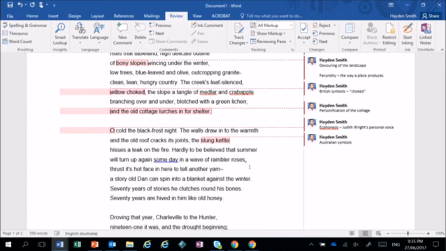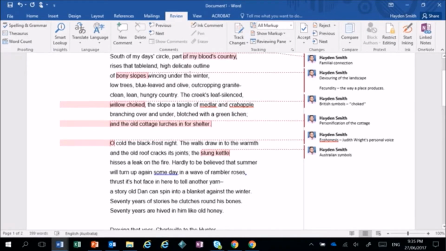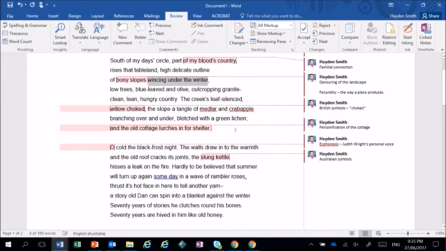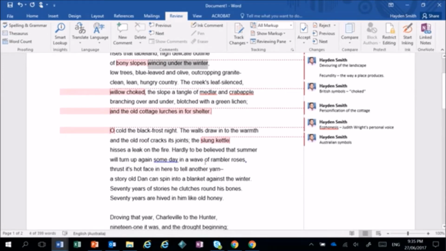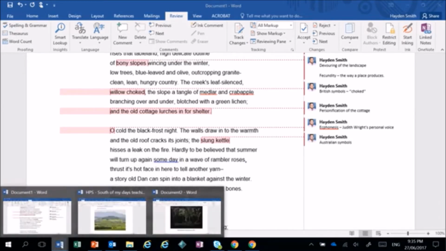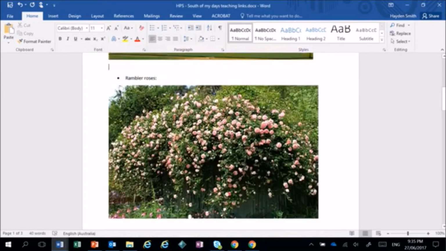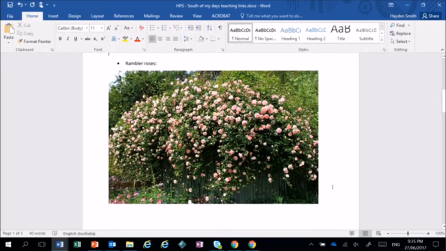Now, in this particular part, we have the personification of summer, and it's interesting how summer and winter are juxtaposed here. So wincing under the winter up earlier, and then summer as turn up someday in a wave of rambler roses. And if you're unfamiliar with rambler roses, they look something like this. So what it does show is that juxtaposition of the seasons.